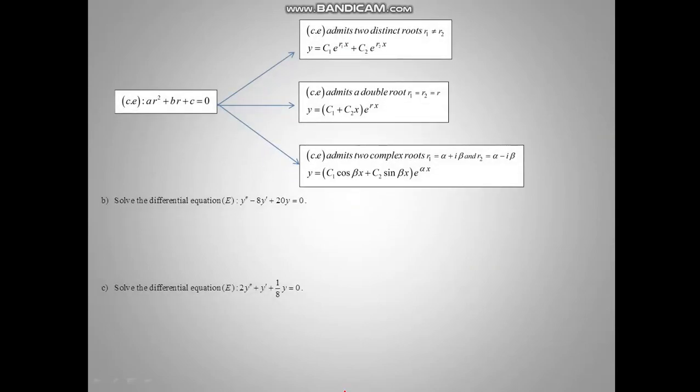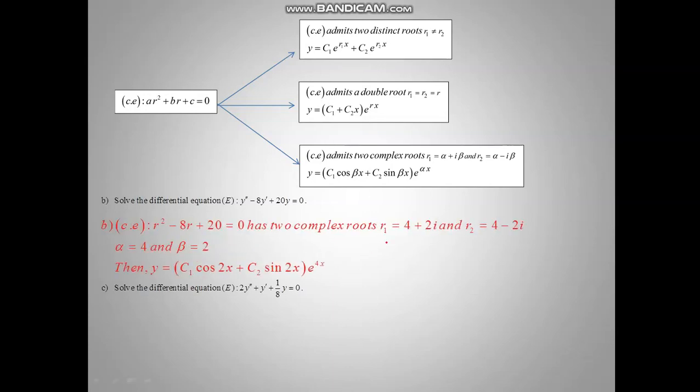I have here two other examples. The characteristic equation is this one. This characteristic equation has complex roots, alpha plus beta i and alpha minus beta i. Alpha is equal to 4, beta equal to 2, and by using this root here, y equals c1 cosine beta x plus c2 sine beta x, times e to the alpha x.